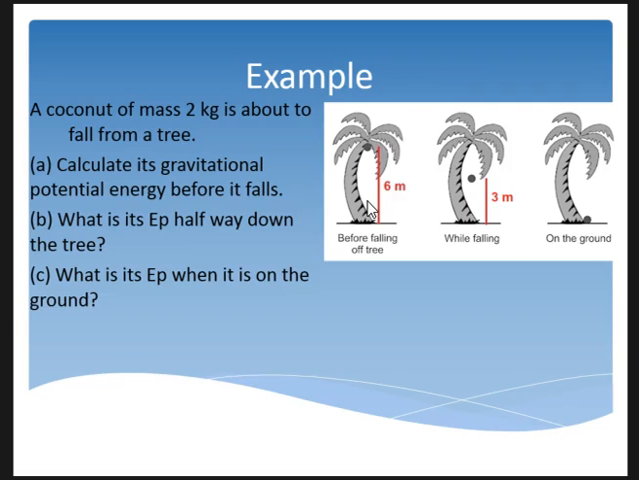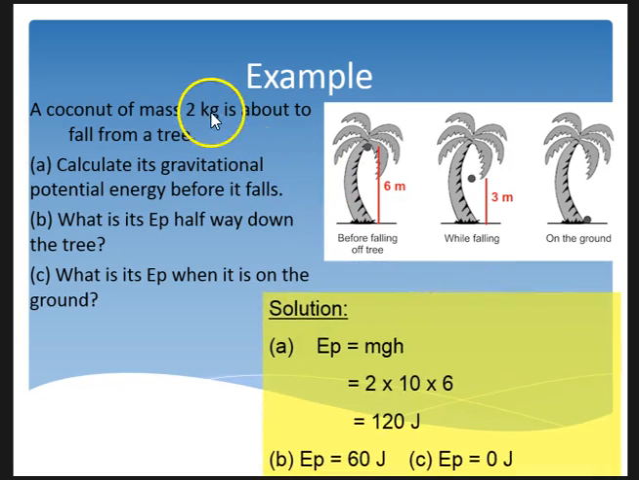If that's the case, it's very simple. We just call out the formula and recall that to be EP equals mgh, and substitute into the formula. The mass is 2 kilograms, g on Earth, if you recall, is 10, and h, the height of the coconut above ground, is 6 meters. Multiplying all of this together, we get 120 joules.